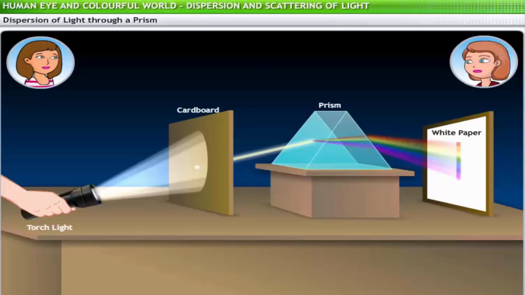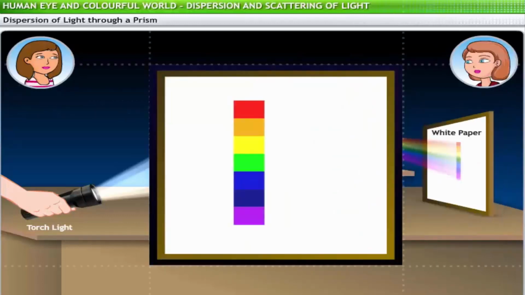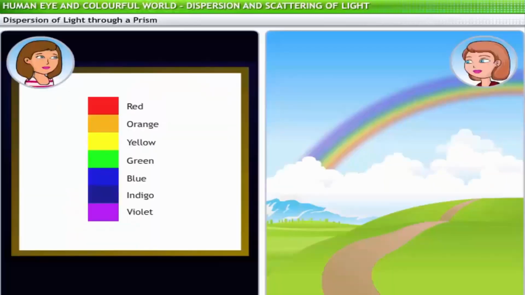Can you see that strip of colors? Let's check out the order in which these colors appear from bottom to top. First is violet. Second is indigo. Next is blue. Then green, yellow, orange, and lastly red. The same colors as that in a rainbow, right?